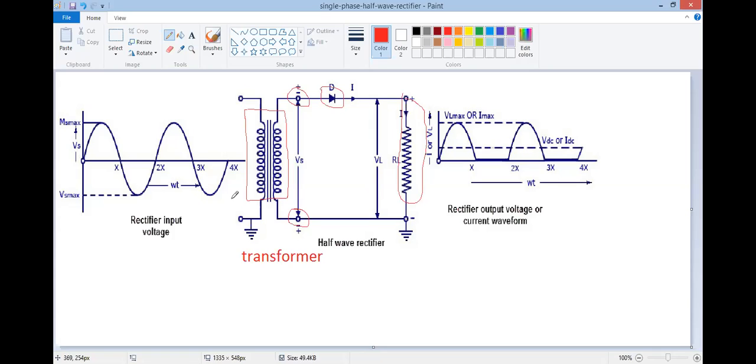So see the input wave which is shown over here. See my cursor: it is a full AC wave. What is meant by a full AC wave? It has a positive part as well as a negative part. As you can see, this is your positive part and this is your negative part. So this is a complete AC wave. This circuit is a half-wave rectifier, meaning it is rectifying only half wave out of your full wave.